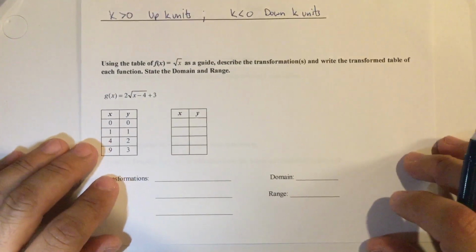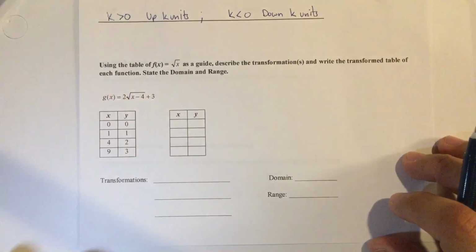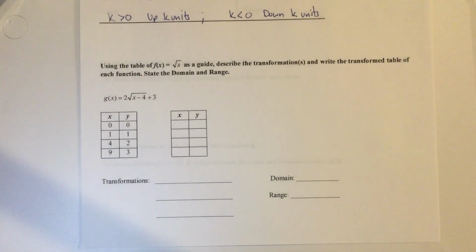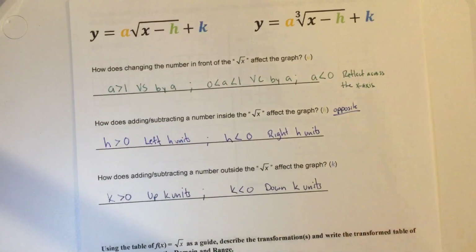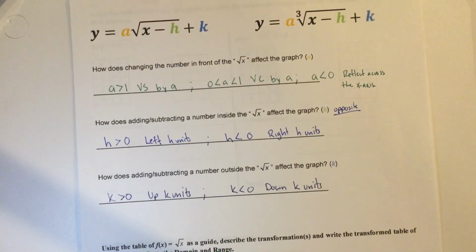Now I'm going to just kind of look over this example here and show you how to do these types of problems. It says, using the table of f of x equals the square root of x as a guide, describe the transformations and write the transformed table of each function, state the domain and range. Okay, so as we go through this, let's refer back to these transformations really quickly, and let's talk about what they affect.